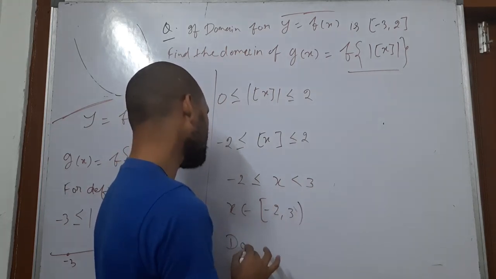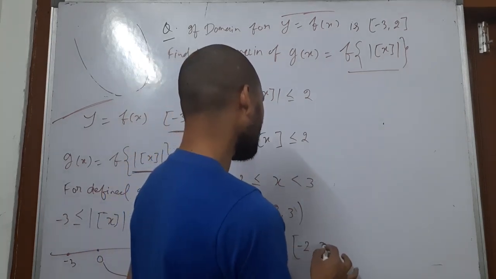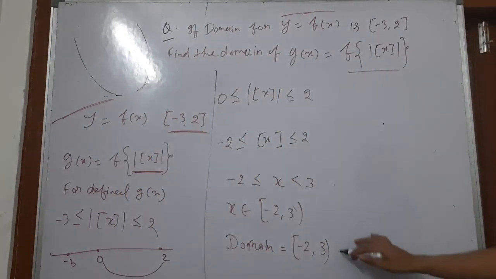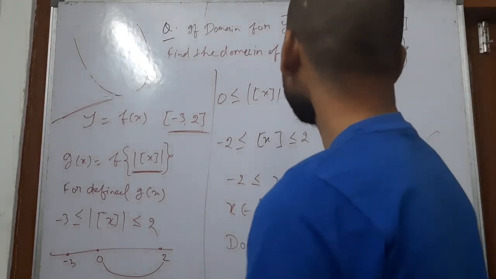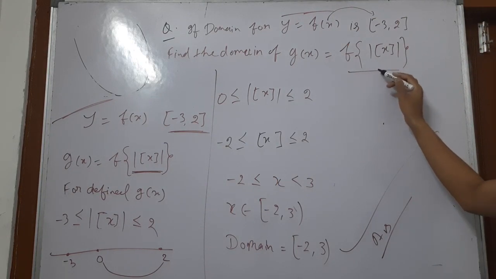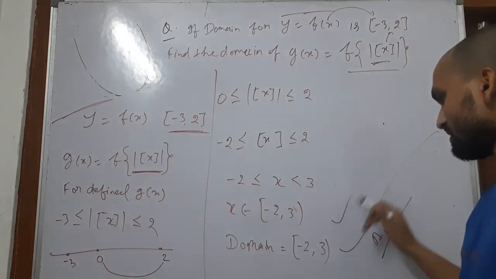So our domain of the function is what? The closed interval minus 2 to open interval 3. Okay, student, this is our final result. We have taken the condition as given in the problem, and using that condition we have calculated the value of x for the domain, as we are given x should belong to this. So for the defined value of f, this value should belong to this interval. After simplifying, we have got this final result.